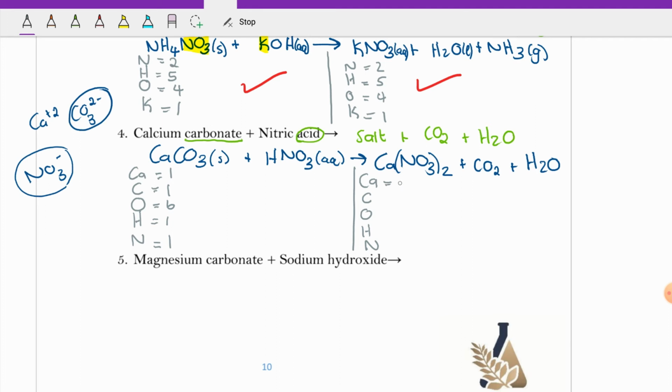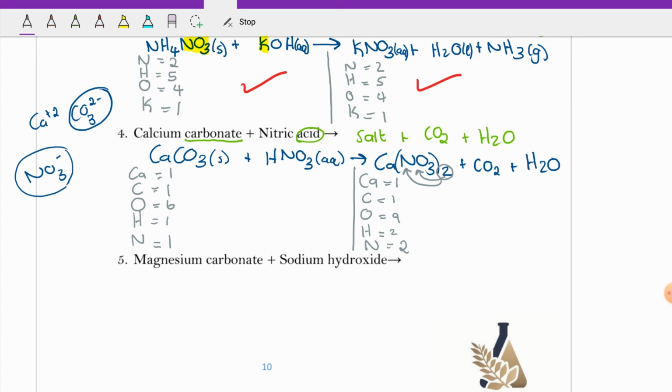On this side, 1 calcium, 1 carbon, 2 plus 1 is 3. And remember, whenever you see a bracket, this 2 multiplies into both atoms. So I've got 3 times 2, which is 6, plus 3 is 9. So I've got a lot of oxygens on that side. I've got 2 hydrogens, and that 2 applies to that nitrogen also. So I've got 2 nitrogens.